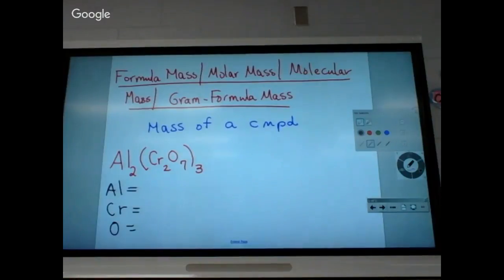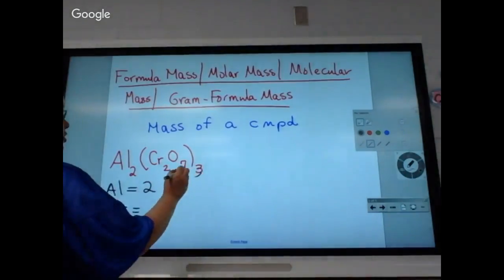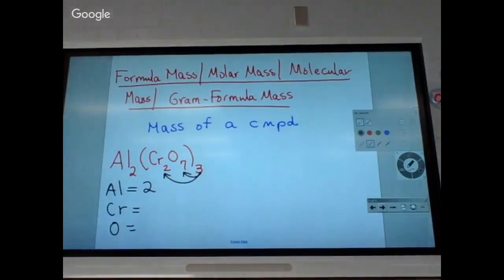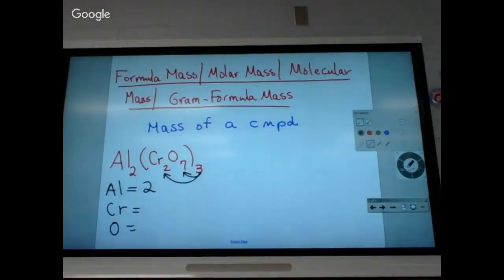But I wanted to do one that has parentheses today so that we can make sure we handle the parentheses correctly. So, how many aluminums do we have? We have 2. Now, everybody knows parentheses mean what in math class? Multiply. And distribute. So, when you have parentheses, make sure you multiply and you distribute. So that 3 is going to multiply to the O and distribute to the Cr also. It doesn't just go to the O, it goes to both of them.